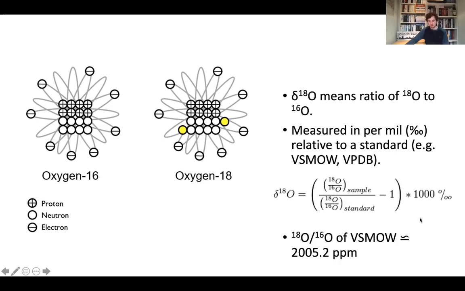The standard for water is Vienna Standard Mean Ocean Water, and that has an 18O/16O ratio of 2005.2 ppm, parts per million on average, roughly. So for every million particles of oxygen 18 and oxygen 16, ignoring oxygen 17, 2005.2 of those will be oxygen 18 out of the million, and the rest will be oxygen 16.